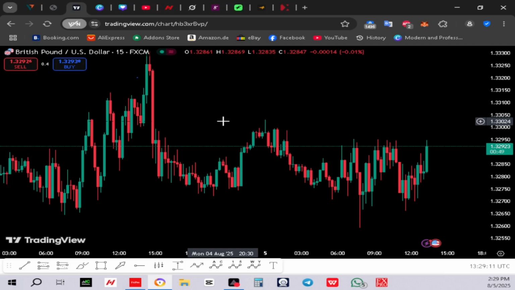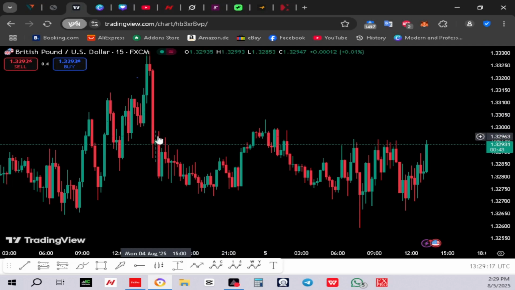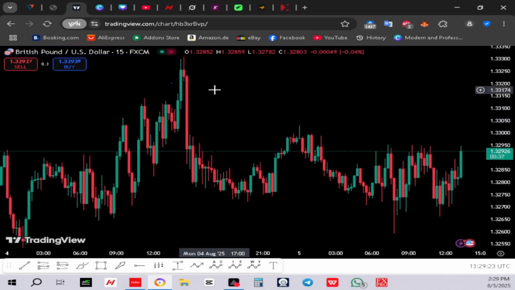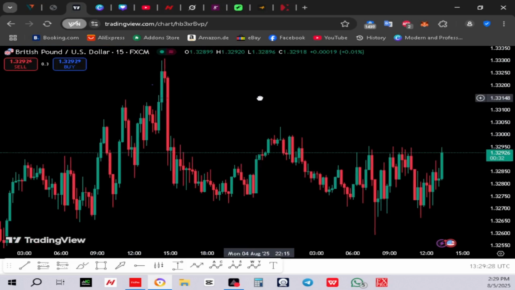So what is market structure to you? When we're talking about market structure, what we are looking at is that we simply want to understand the broader framework of the market. Talking about the broader framework, now let's look at a typical example.